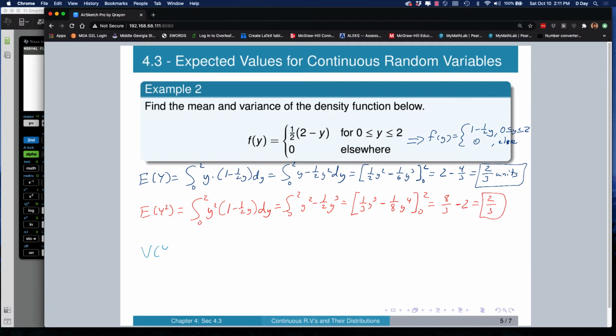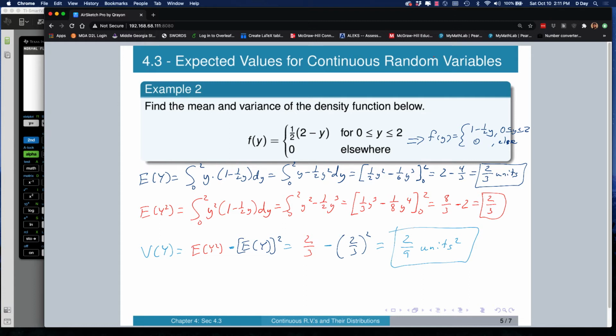And then we can go ahead and calculate the variance of y, which equals the expected value of y squared minus expected value of y all squared, which equals 2/3 minus 2/3 squared in this case, which is going to equal 2 over 9 units squared. So see, not too bad.